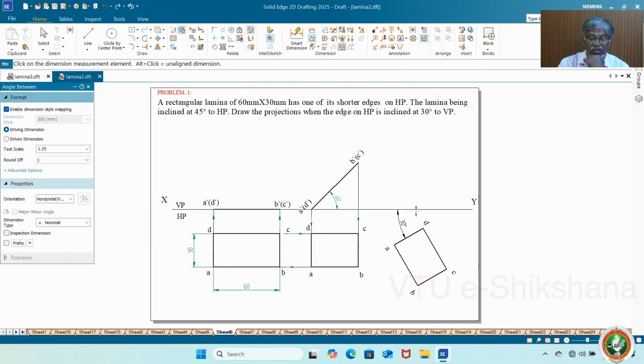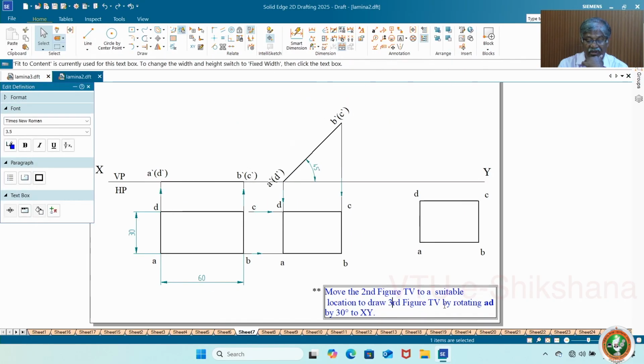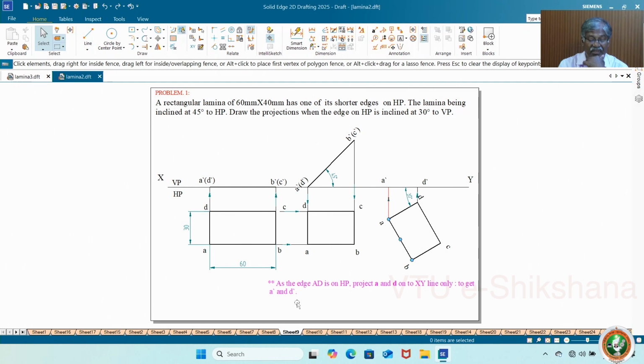So this is how you try to rotate. Move and rotate. So this is what I did. See here, I moved the second figure top view to a suitable location, to draw the third figure top view by rotating by 30 degree to XY line. That is what I did.